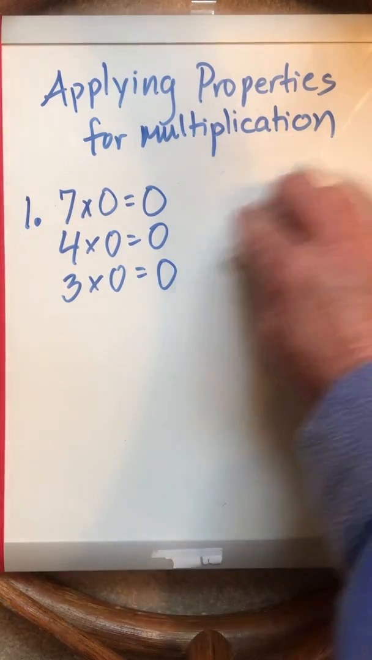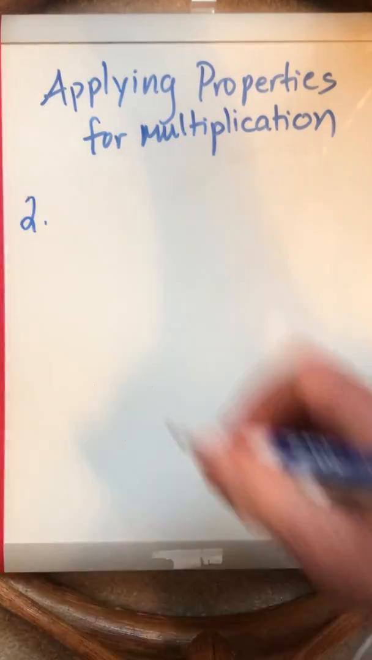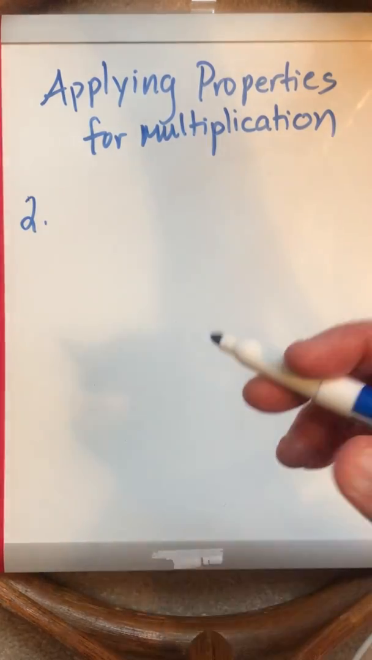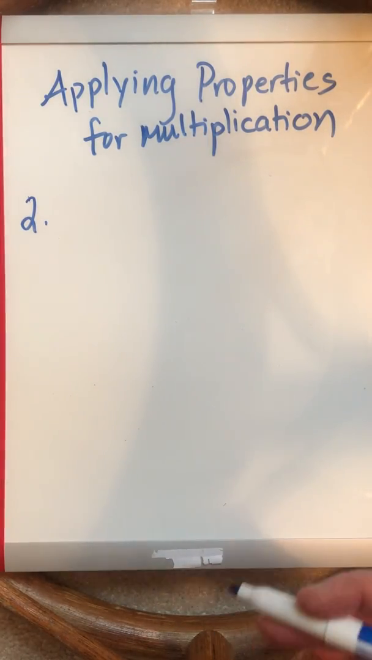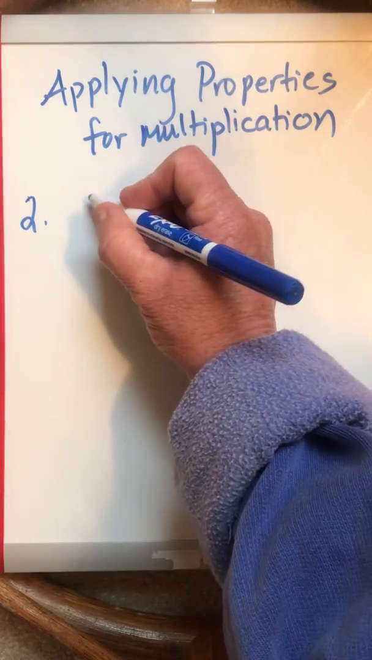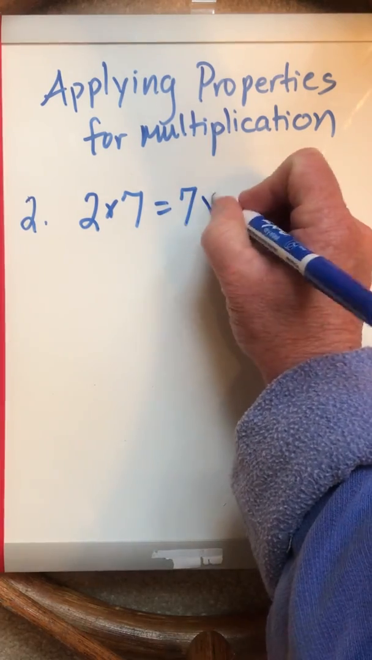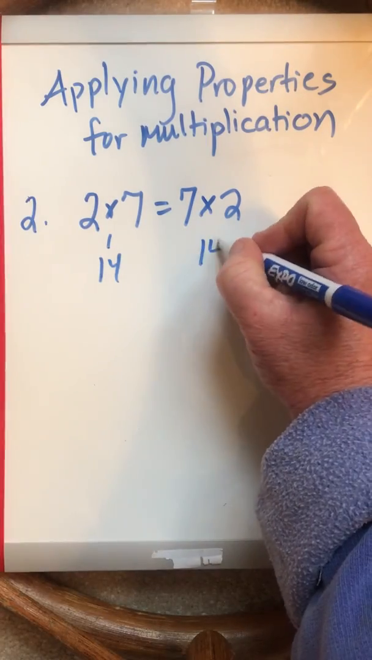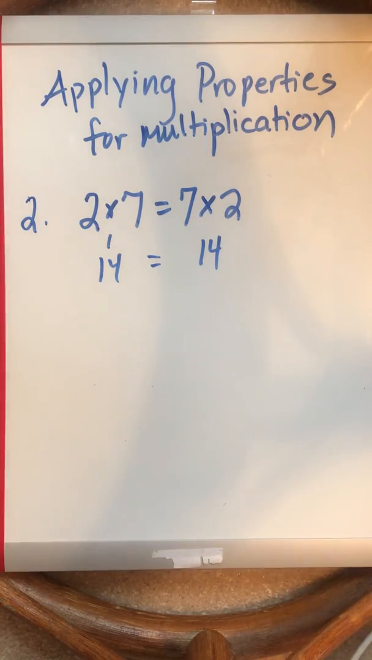Okay, another rule that we have is a property. We actually call it the commutative property, and that is that when we're multiplying, we can change the order of the numbers, and it's still always going to be equal. So for instance, 2 times 7 is always going to be equal to 7 times 2, because both of these are 14. 2 times 7 is 14. 7 times 2 is 14. They're always going to be equal.